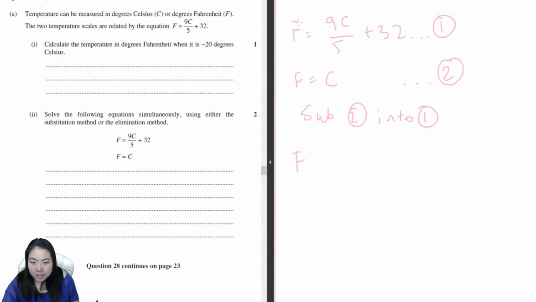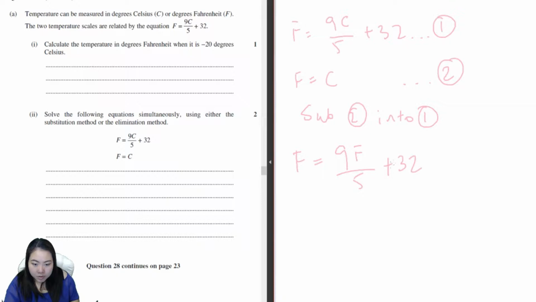I could do it 2 ways. Either I could turn the F into a C, or I could turn the C into the F. Since I've already written F, I'm just going to turn the other one to F, because F is the same as C. So I'm just going to substitute F in as C. Now I'm going to solve for F.